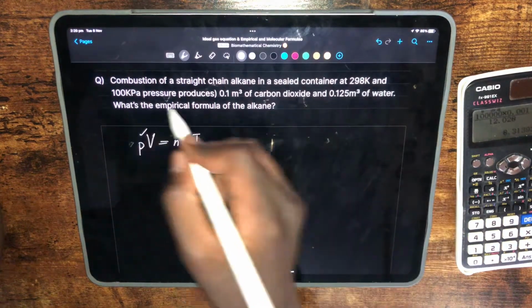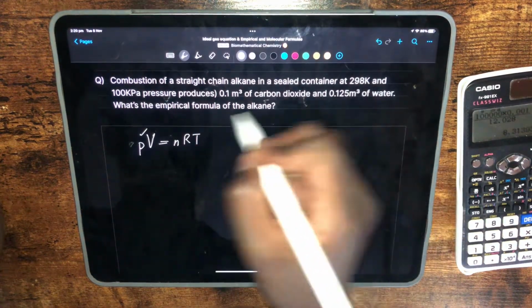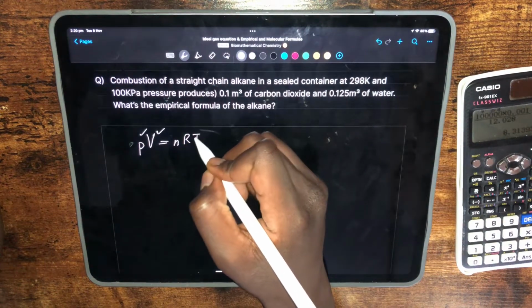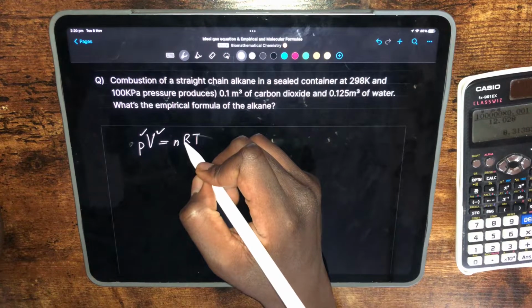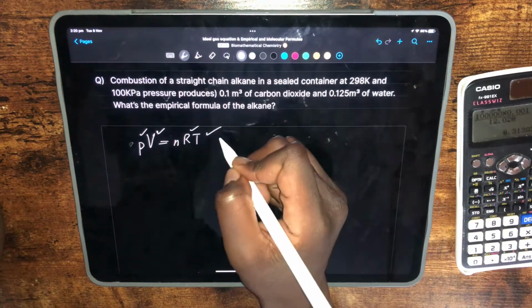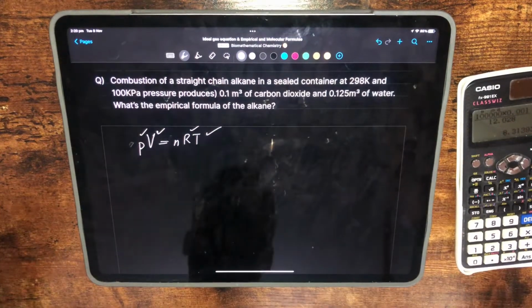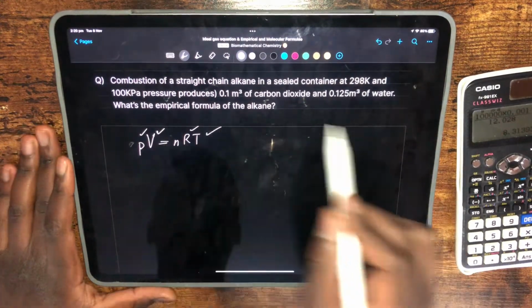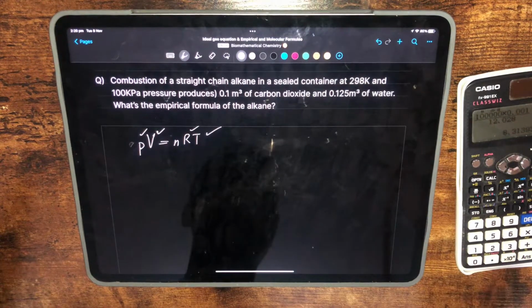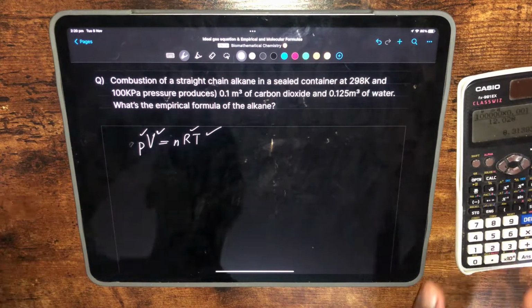So they've given you the pressure and the volumes, but they haven't given you the moles. R is always a constant, and they're giving you the temperature. So clearly they want you to work out the moles. And it makes sense: to work out the empirical formula, you need to know the ratio of the amount of moles of one atom to another. So what can I work out from here?